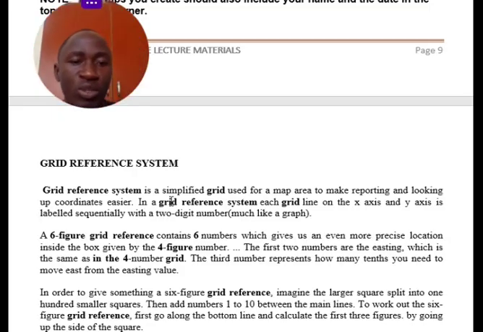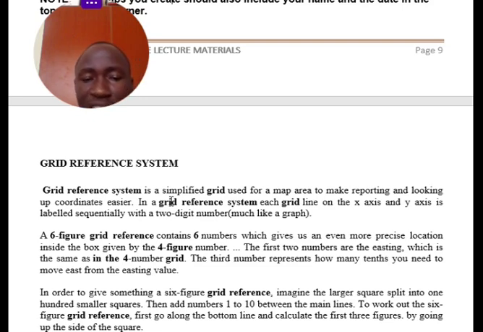This time round we are going to be looking at a new thing, and this time round we are looking at the grid references or grid systems. So when you look at a grid reference, it is a simplified grid used for maps or for a map area to make a report and also look up coordinates.